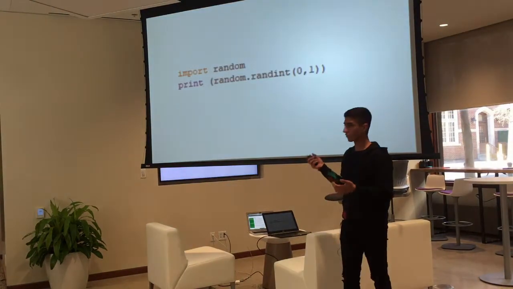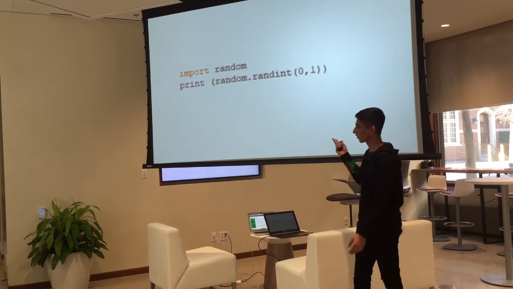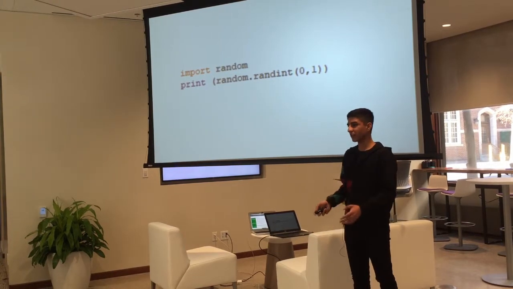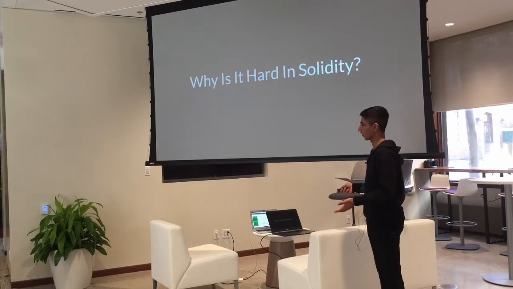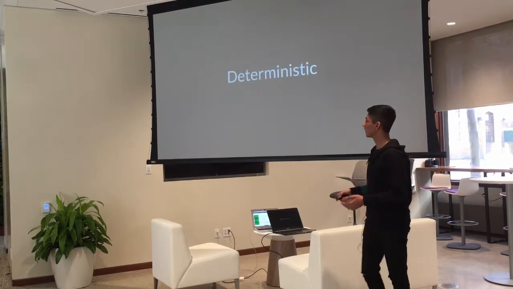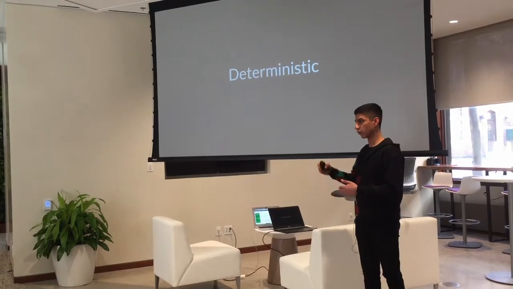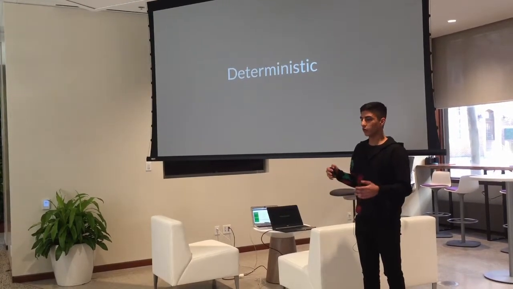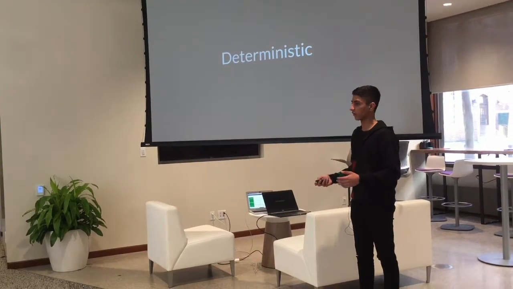And in other languages such as Python, it's pretty easy to generate a random number. It literally takes 2 lines. But in Solidity, it's nearly impossible. And the question is, why is it hard in Solidity? The reason is, blockchain itself is deterministic by nature. So for everything that will happen, there's some way to predict what's going to happen to a great degree of accuracy.